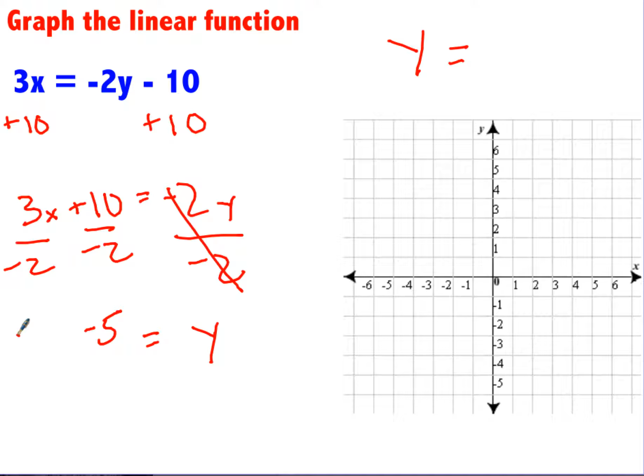And this is -3/2x minus 5 equals y. Now this is backwards. I've got the y on the right side and the rest of my equation on the left side, but it doesn't change what my slope is and what my y-intercept is. My slope is -3/2. It's the number that is attached to the x, and my y-intercept is the constant, which is -5. So I'm still going to start from -5.